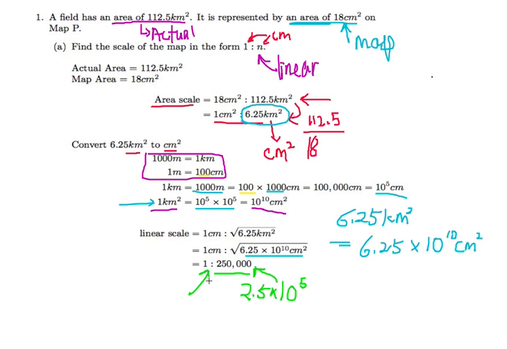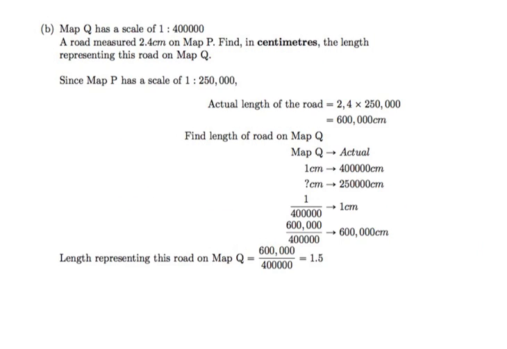So this question is slightly trickier. Let's move on to the second part. Part B says that map Q has a scale, so now you're introduced to another new map. On map P, a road is measured 2.4. They want you to find in centimeters, very important, the length representing this road on map Q. So you want to find the map length on Q.